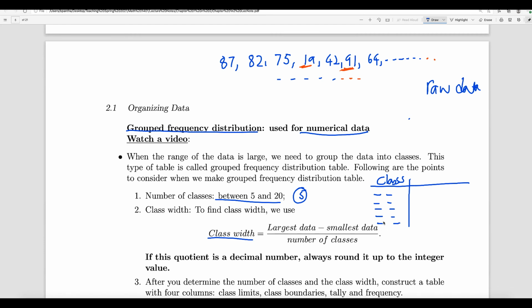Now the question here is, what should be the class width? What should be the first number and then the second number on the first class, and what will be the first number and second number on the second class? That is the very important thing.